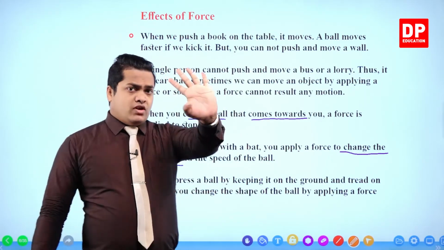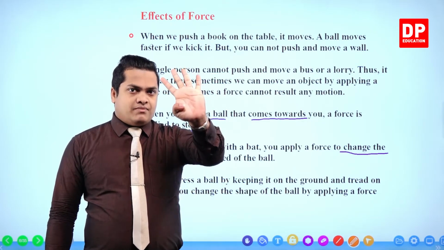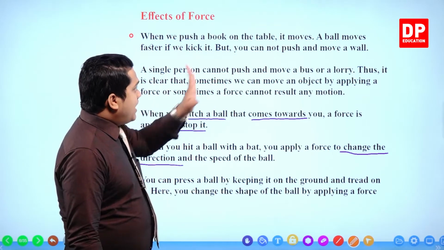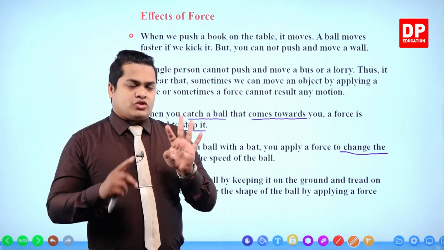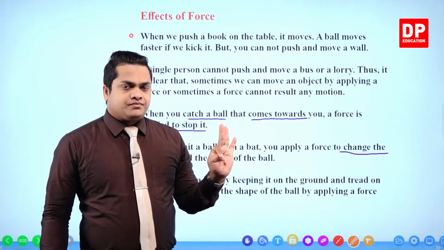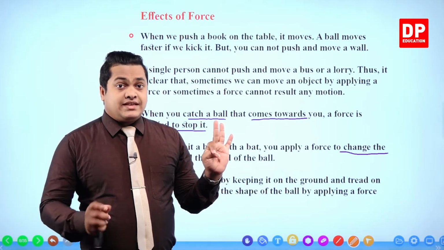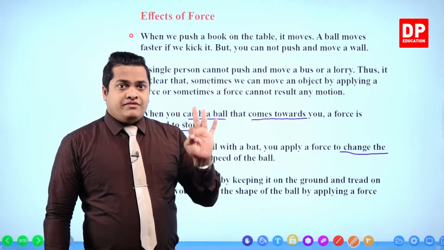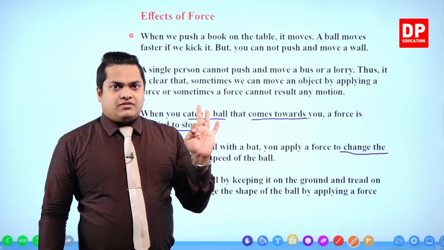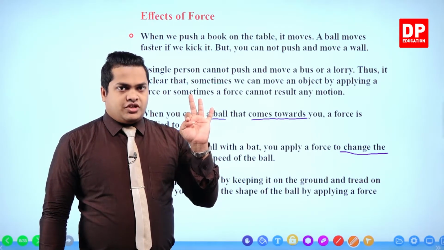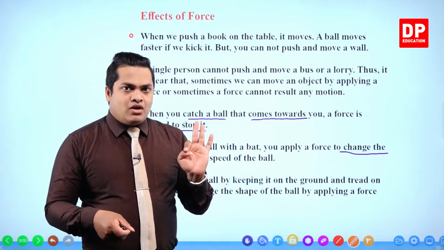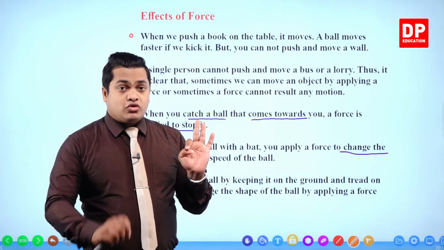Number one, by applying forces, that's the obvious thing, we can move an object. Number two, we can increase the speed of an object. Let's say that we can change the speed. That's more probable, no? That means we can even increase or decrease, whatever. We can change the speed of a moving object, increase or decrease.